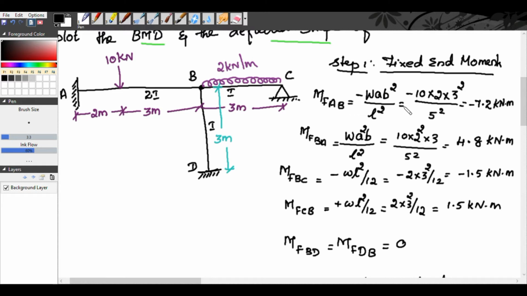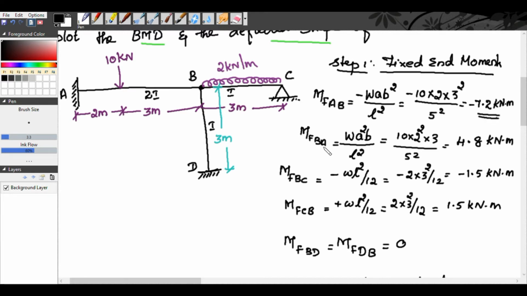When you are considering a span and finding the fixed end moments, the left will be anti-clockwise and the right will be clockwise. So left will be negative and the right support will be positive. So M of AB is minus W a b square by L square. Here W is taken as 10 kilonewton, a distance is 2 meter, b distance is 3 meter. So minus 10 into 2 into 3 square divided by the total L, which is 5, so 5 square. We get minus 7.2 kilonewton meter.